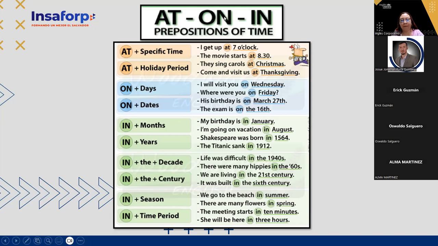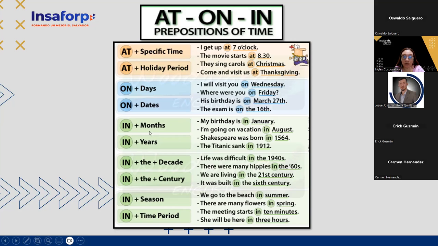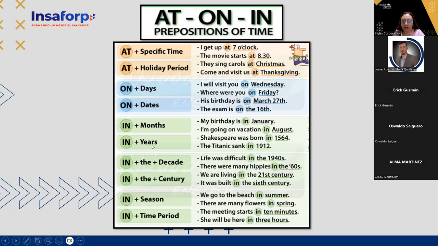Hi, teacher. Okay. Almita nos ayuda con at, Eric nos ayuda con on, y luego veamos, Oswaldo nos ayuda con las primeras dos, in, plus month, and plus year. Carmen nos ayuda con in, plus the decade, plus the century, y Luis, si puede, nos ayuda con in, plus season, in, plus time period. Okay?